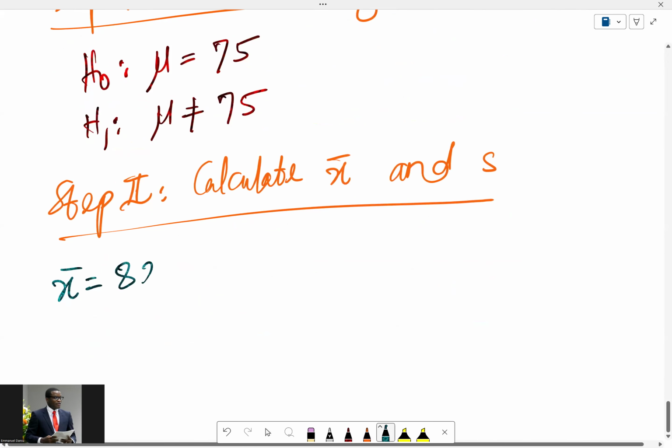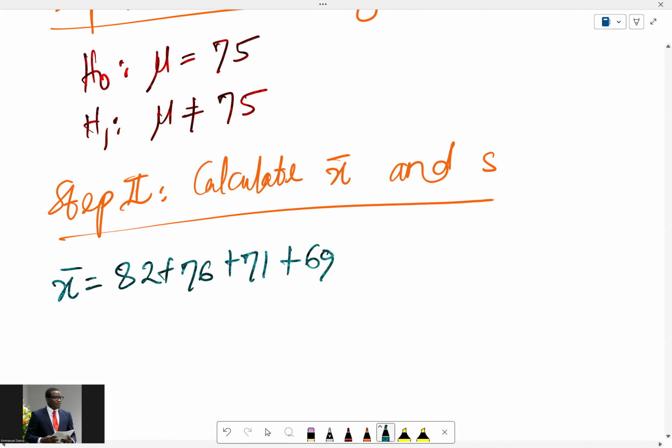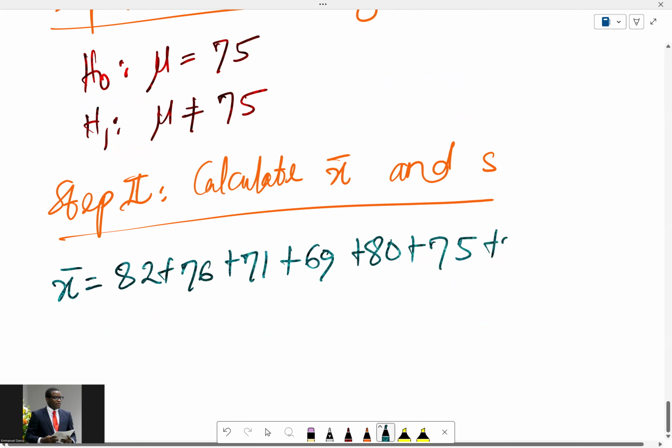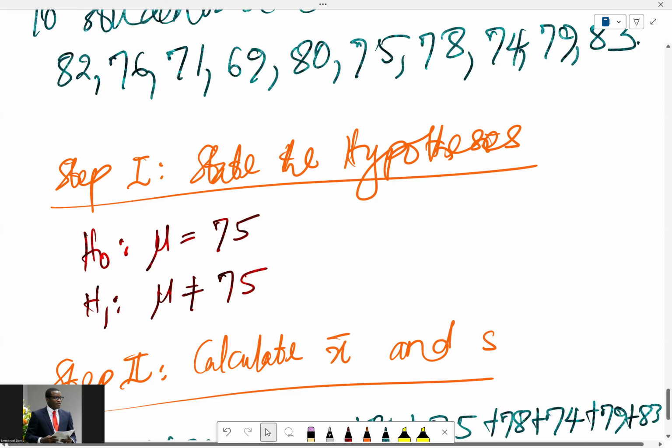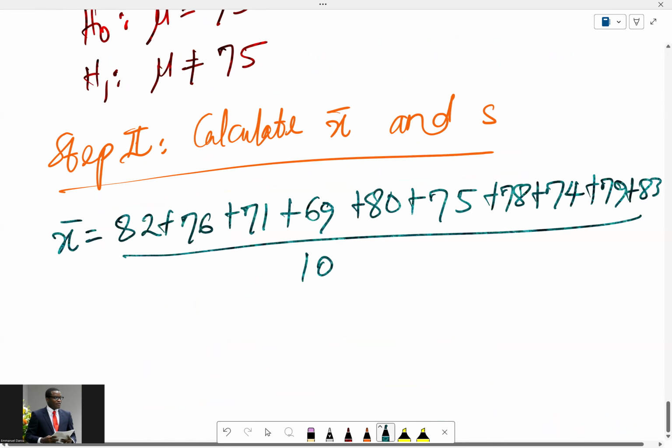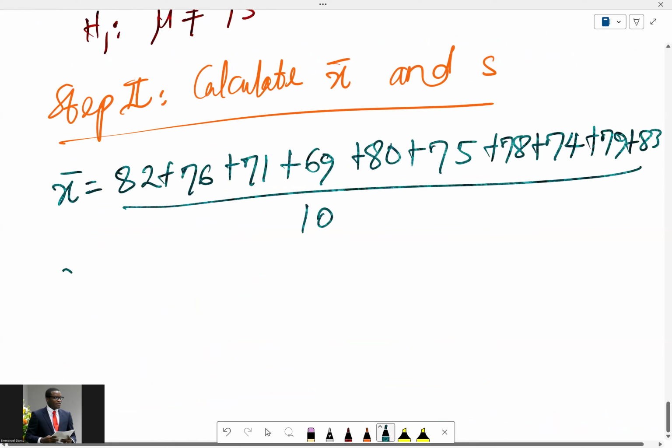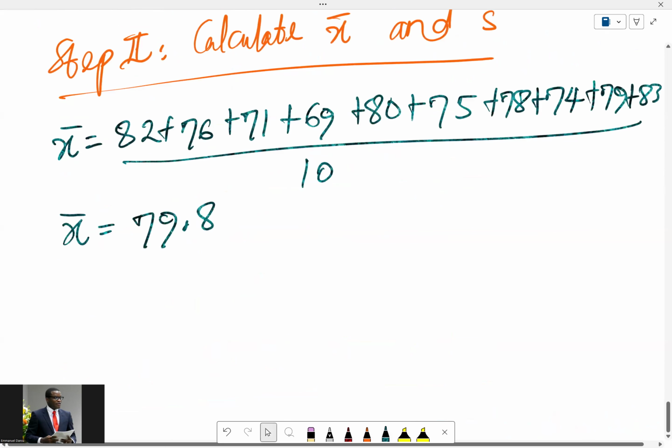So you have 82 plus 76 plus 71 plus 69 plus 80 plus 75 plus 78 plus 74 plus 79 plus 83, all of this divided by 10. If you do that, X bar is simply 79.8. So that is X bar.